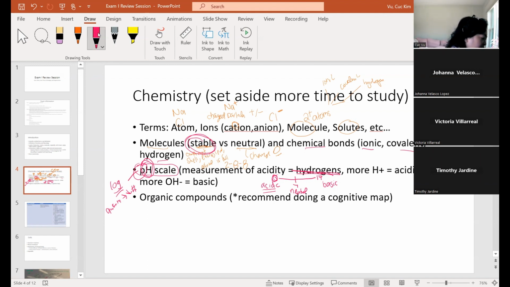Then here's the hard one. In chemistry, this one probably gets students the most: the organic compounds. There are just so many of them, and so many subsets of them. There's technically only four. What are the four? Lipids, proteins, carbohydrates, and nucleic acids.